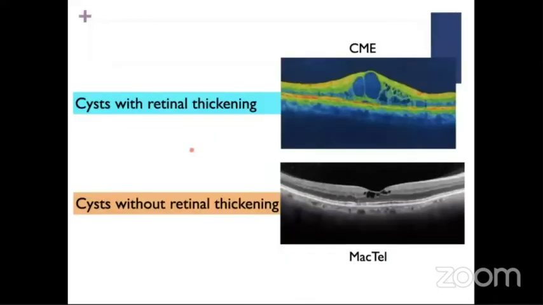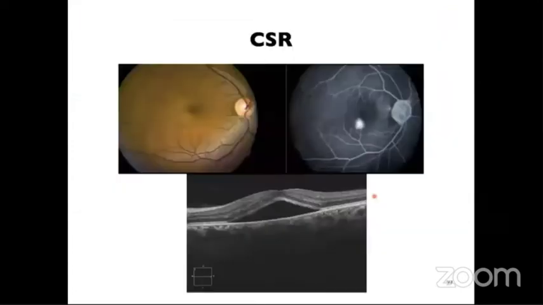So cysts with retinal thickening is called cystoid macular edema. There is an entity called macular telangiectasia or idiopathic parafoveal telangiectasia, where there are cyst-like structures in the retina. However, the retina is not thickened, so the foveal contour is maintained in this condition. The cysts here are actually not cysts; they are like lacunae in the retina because of the degeneration. It doesn't need any treatment.